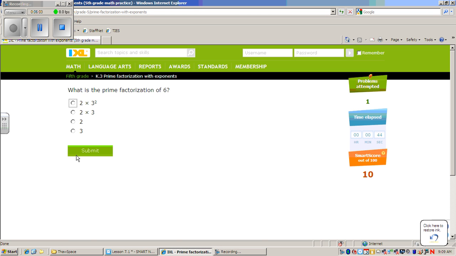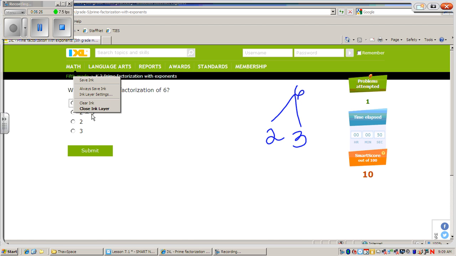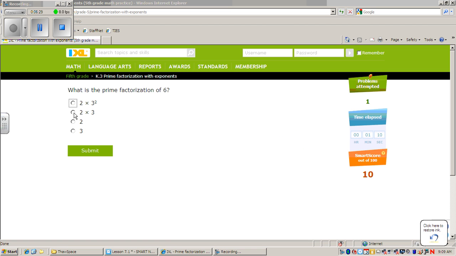All right, let's try one more. What is the prime factorization of 6? And we did 6 before, so we have a tree again, and we had 6 at the top, and I know that 2 times 3 is 6, and they're both prime already. So there are no exponents in this case. So I would simply go over here and select 2 times 3, and that would be the correct answer. So there you go.